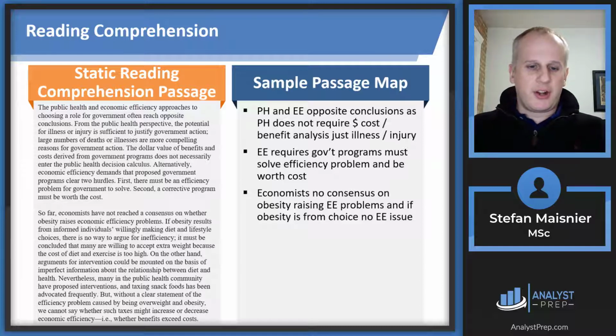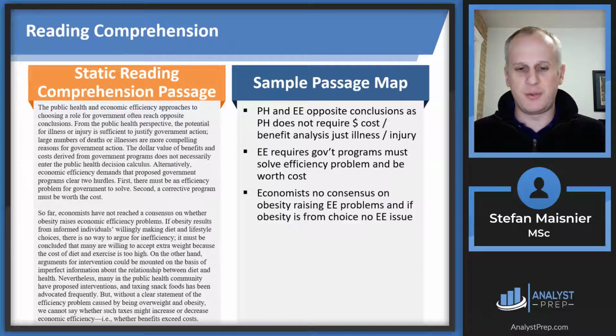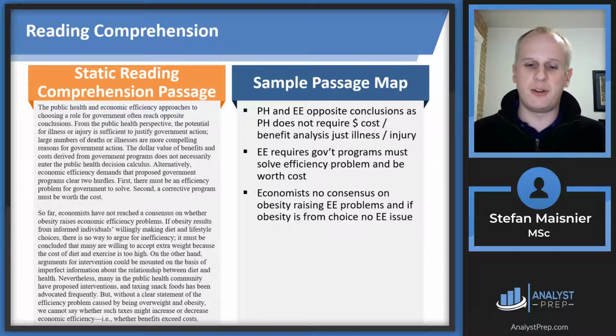On the other hand, arguments for intervention could be mounted on the basis of imperfect information about the relationship between diet and health. Nevertheless, many in the public health community have proposed interventions, and taxing snack foods has been advocated frequently, but without a clear statement of the efficiency problem caused by being overweight and obesity, we cannot say whether such taxes might increase or decrease economic efficiency, i.e., whether benefits exceed costs.